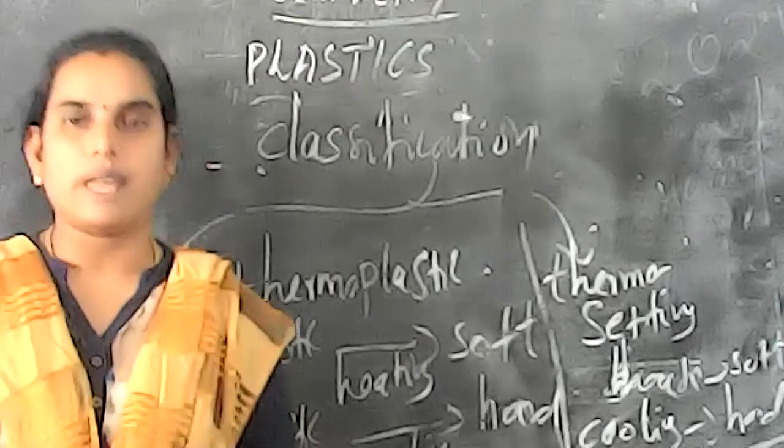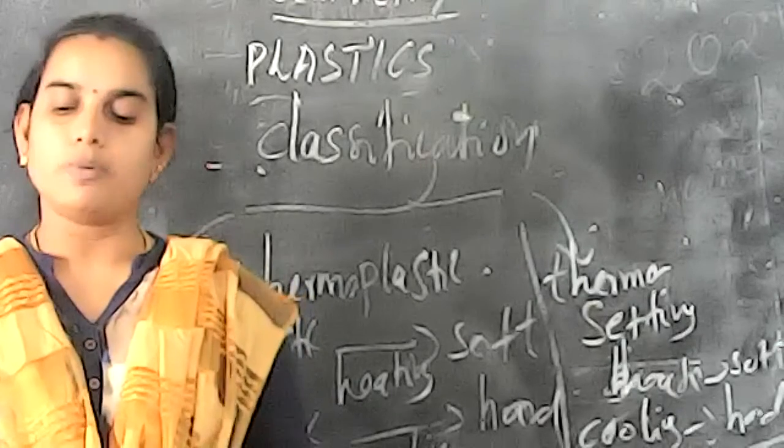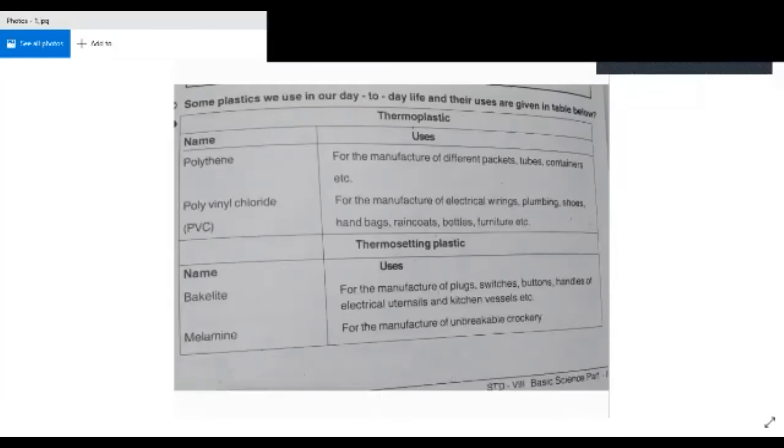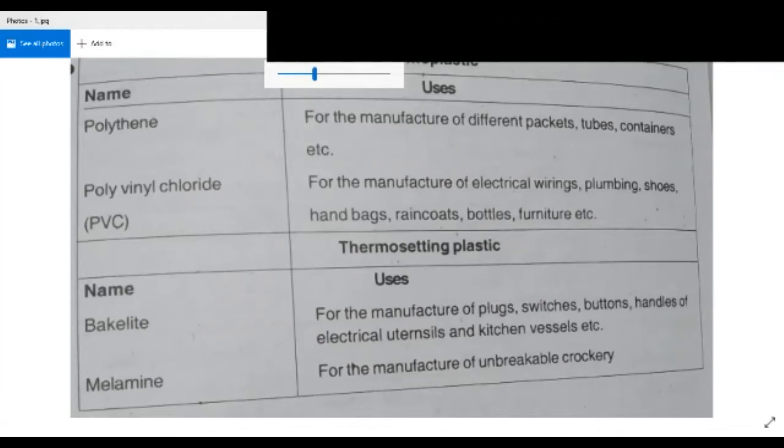Okay, now look at this table. What are the uses of thermoplastic and thermosetting plastic? Let me see. What are the names of thermoplastics? Polythene and polyvinyl chloride. So what is the use of polythene? Polythene is used for the manufacture of different packets, tubes, containers, etc. Isn't it? Next one, PVC.